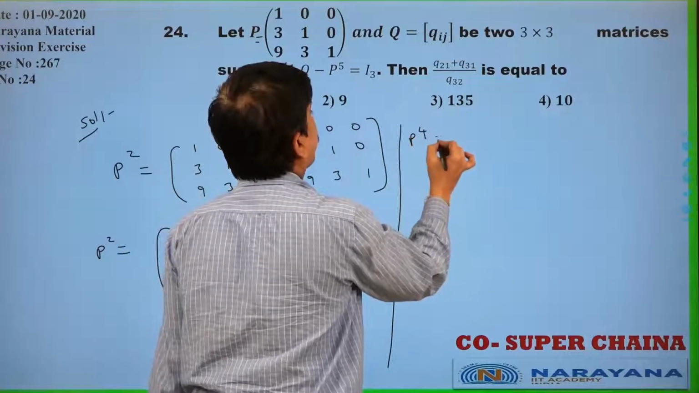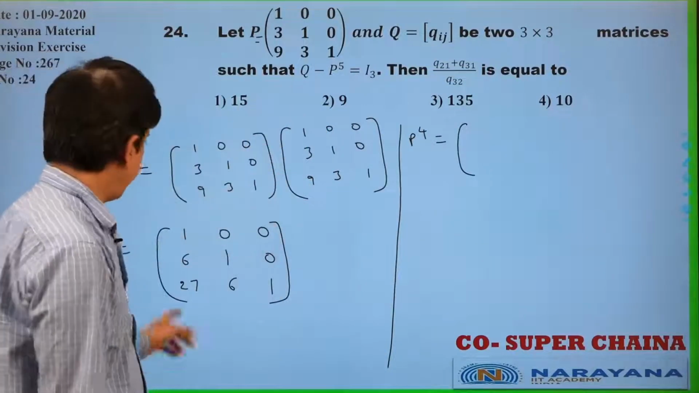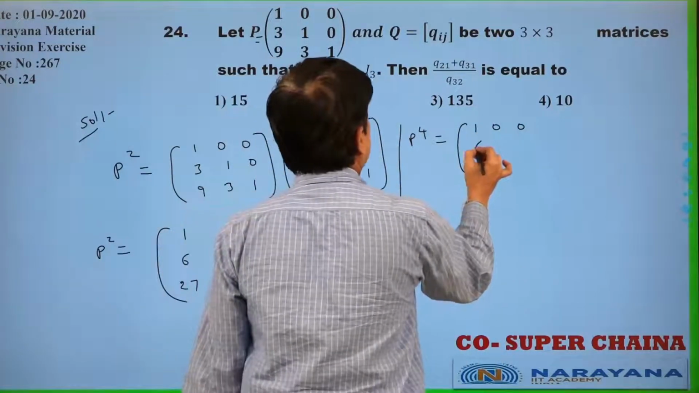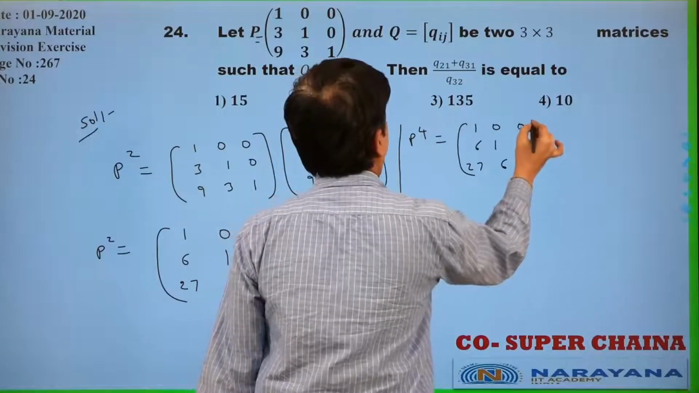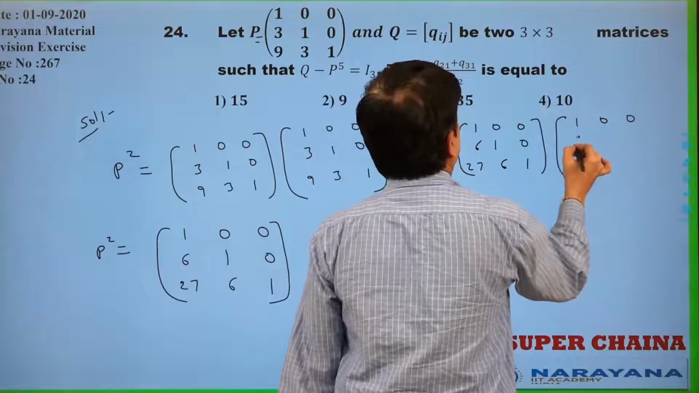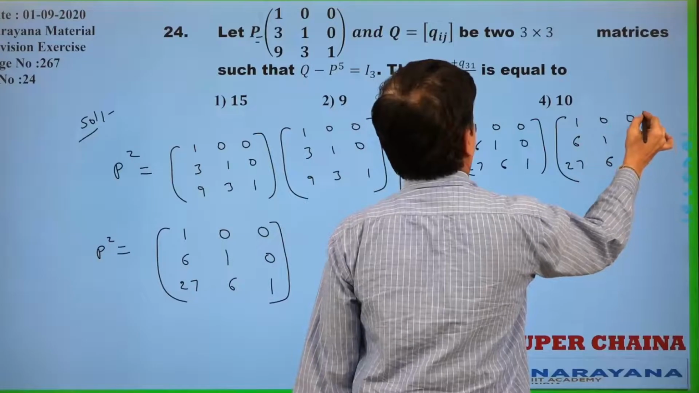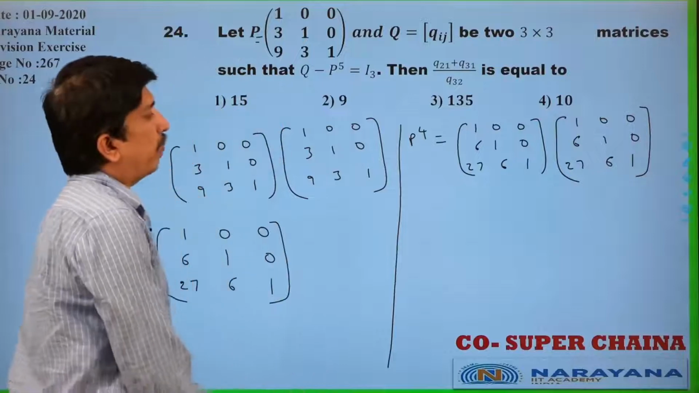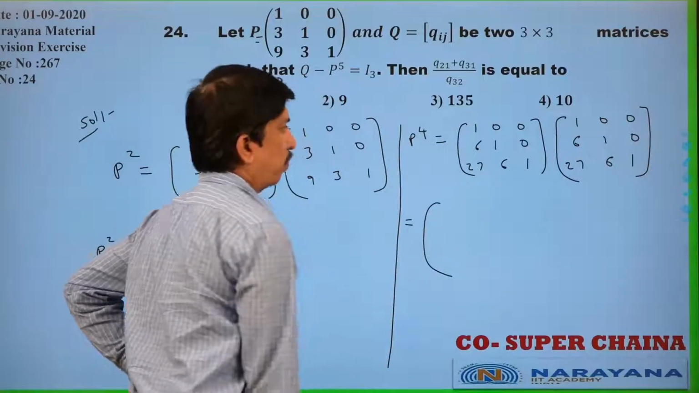Now, once you observe that one, P square I got like that. P to the power of 4 is what? Why? Because we required P power 5 only. P to the power of 4 is 1 0 0, 6 1 0, 27 6 1 into what? 1 0 0, 6 1 0, 27 6 1. Is it clear? This is P to the power of 4. I am writing the result.